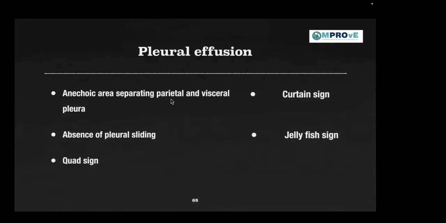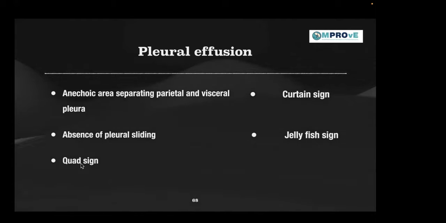So it's an anechoic area separating the parietal and the visceral pleura, that is the pleural effusion. There will be an absence of pleural sliding, of course. Normal sliding is your visceral pleura sliding against the parietal pleura. You have fluid in between them, you lose your sliding, so you don't see a sliding anymore here.